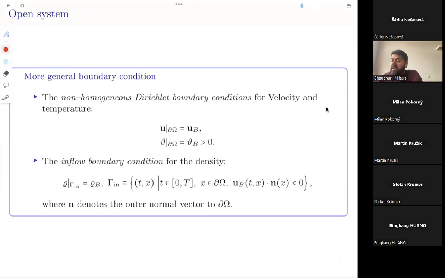Then finally, I would say that we do it for more general boundary conditions, also called open systems. There, instead of homogeneous boundary conditions for velocity, we consider some non-homogeneous boundary conditions, and some inflow boundary condition for the density. Similar results hold under some regularity hypothesis on u_B and rho.